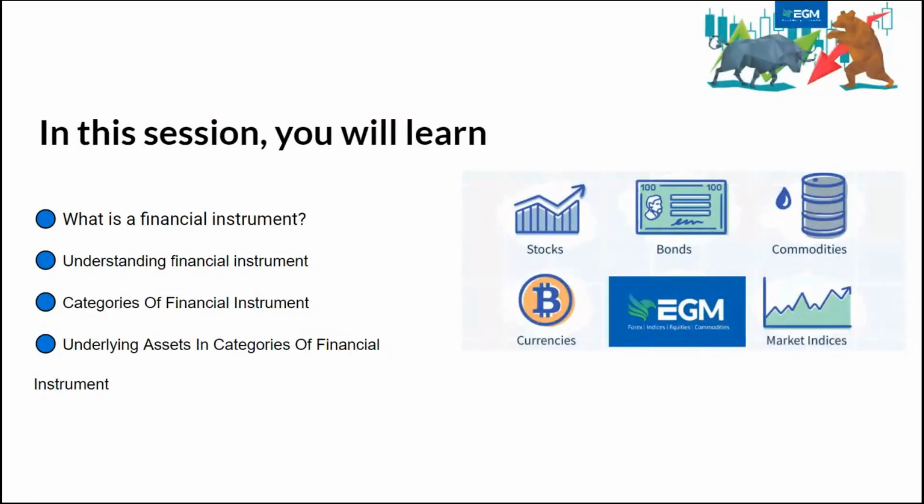Stocks, bonds, commodities, Forex, which is currencies, cryptocurrencies, and indices. These are the categories of financial instruments. And you need to understand that each of them has different underlying assets. They can never have the same assets classified under them.